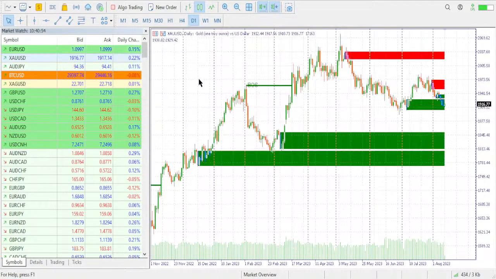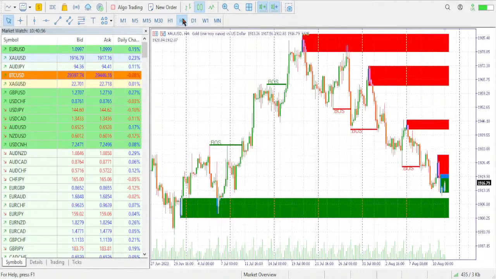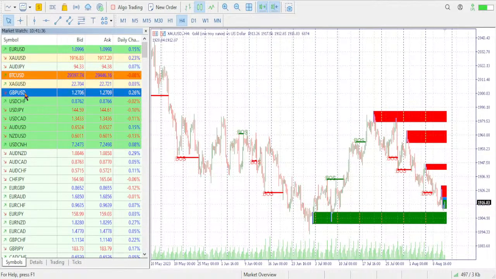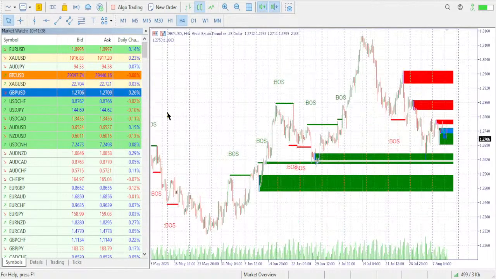My next chart is gold. With gold so far, it looks very good on the 4 hours time frame. We've had several bearish breakout structures. We had this, and as it is right now, the price is still headed downwards, but we do have GBP USD.